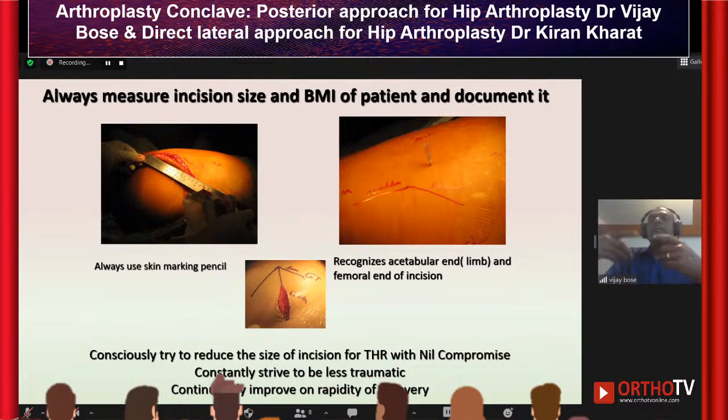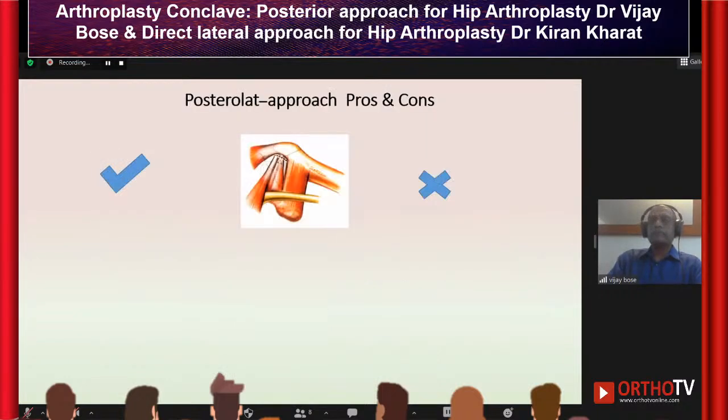And then if you find that your incision gets smaller and smaller as you go along without compromise, I think that's a good thing. So I would constantly try to reduce the skin incision for THR with no compromise, constantly strive to be less traumatic and continuously improve on the rapidity of recovery. And once you document the BMI of the patient, you'll know that last year you did this BMI, this size incision, and this year you have been much better, although nothing else has changed. So that's a very good thing.